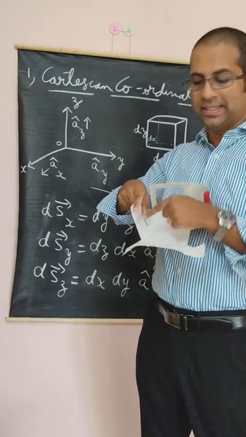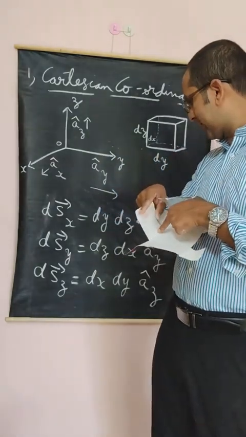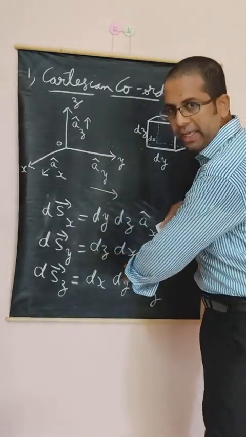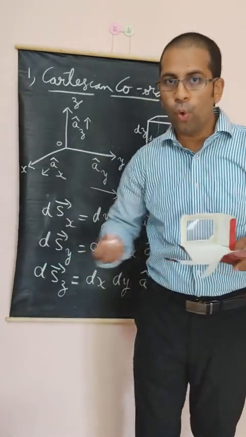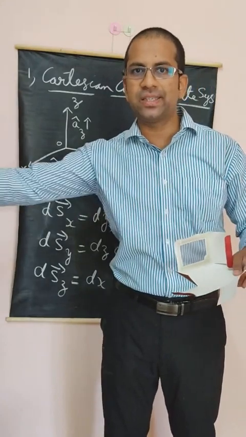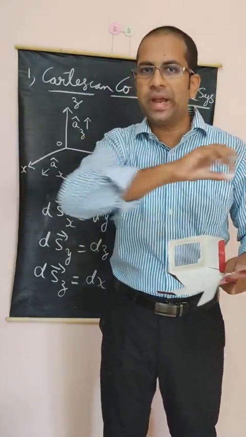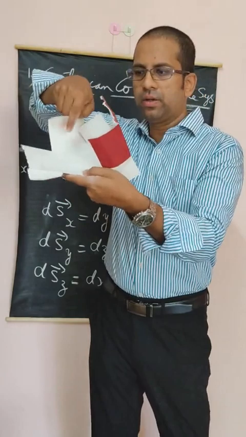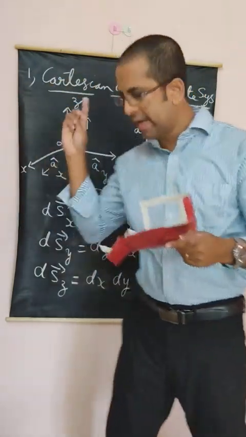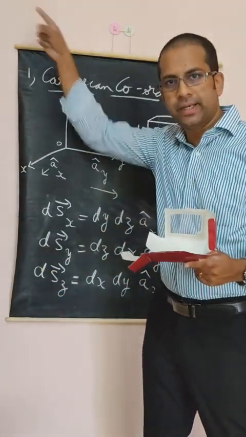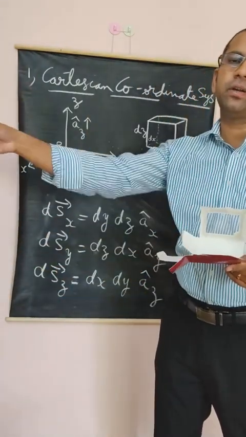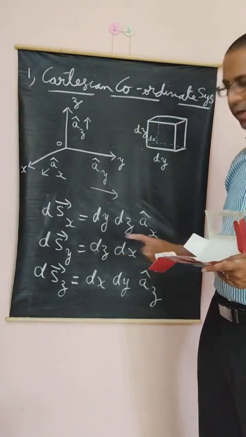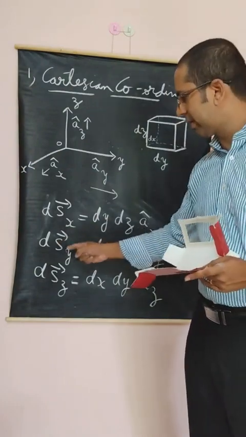So it has x-axis and it has z-axis. Dx into dz, or dz into dx into base vector y, because the y-axis is perpendicular to the left wall. Y-axis is perpendicular to this wall. Hence, dz into dx into base vector y, that is d vector sy.